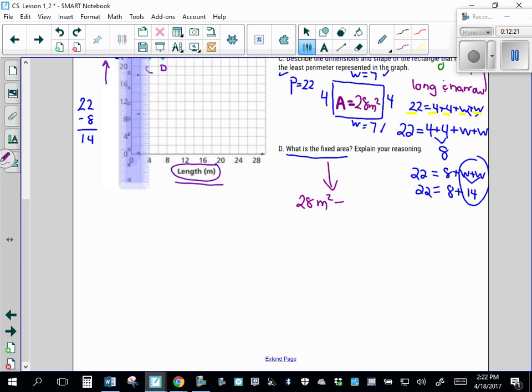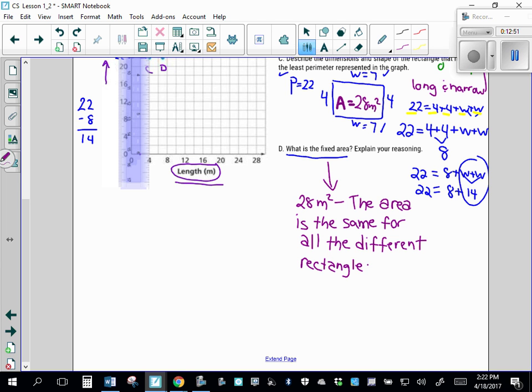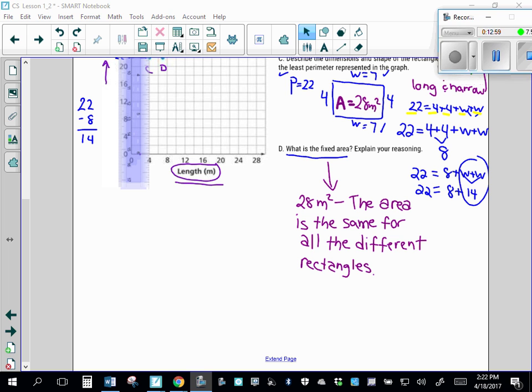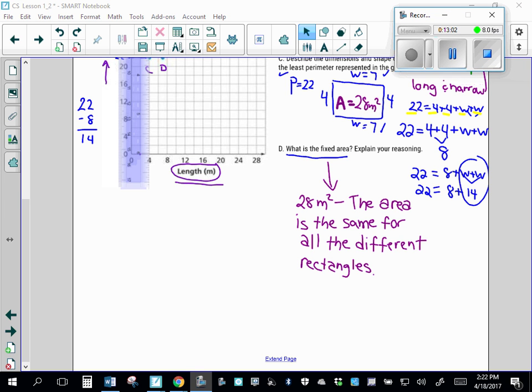It means the area is the same for all the different rectangles, because that's what fixed means. Another way to think of it is constant area. Okay? Okay. Correct. So we're going to stop there. Then we're going to look at something called fixed perimeter.